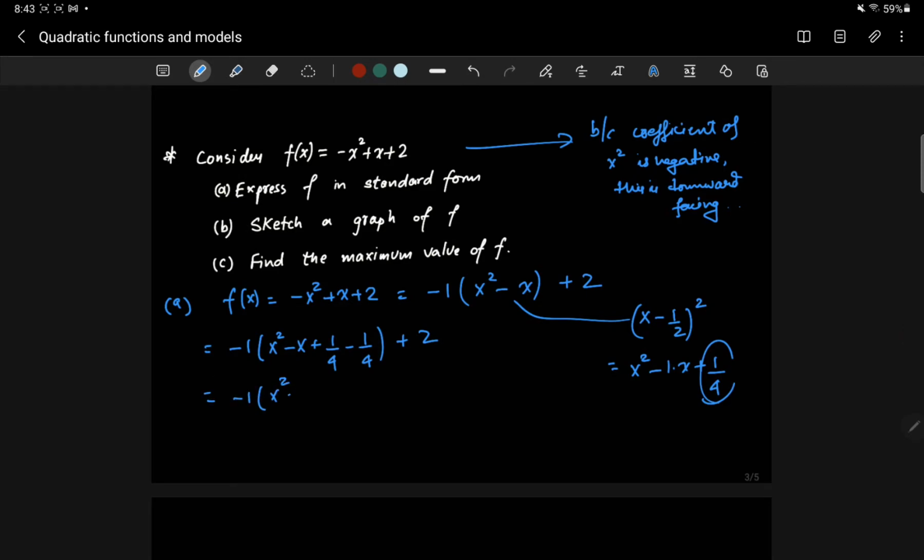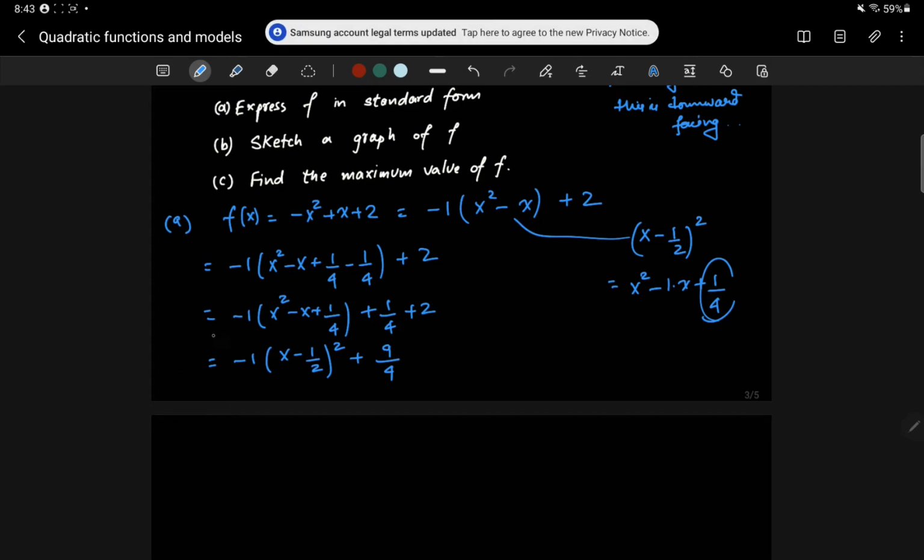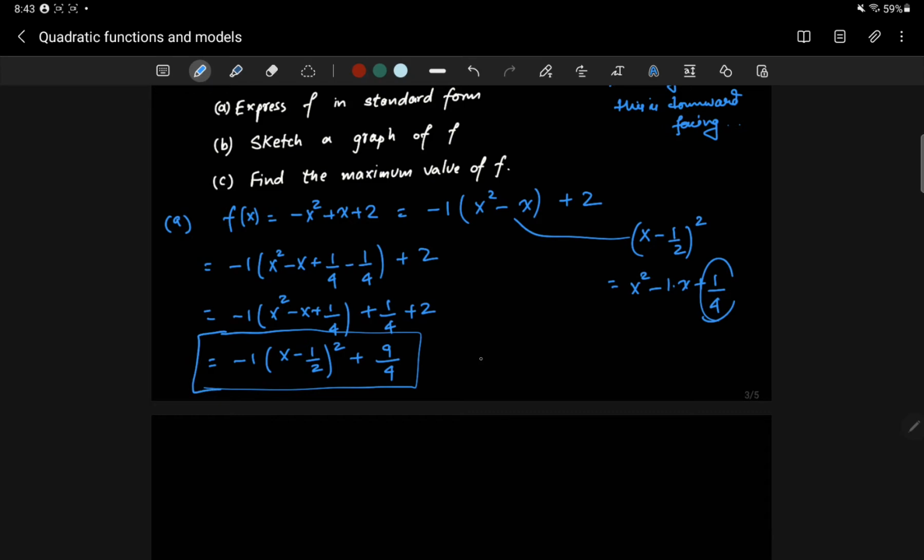Then I keep one of the 1/4, which is going to help me make the square. Negative 1 times negative 4 is positive 1/4. And the reason I did all of this is to have x minus 1/2 squared and 9/4 here. Okay, so this is my equation in standard form. This is standard form.